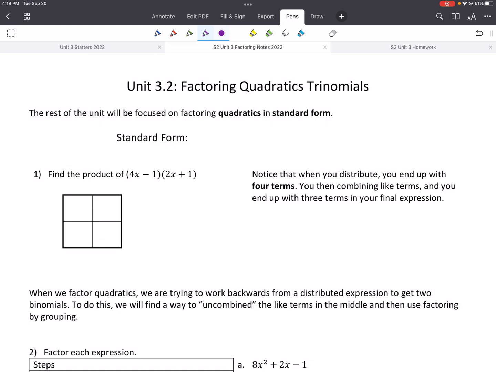So standard form is ax squared plus bx plus c, where a, b, and c could be any number. So we're going to have trinomials. We could also have binomials if b or c were missing. So keep that in mind as we go along.